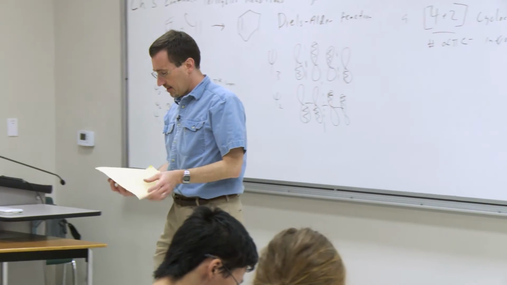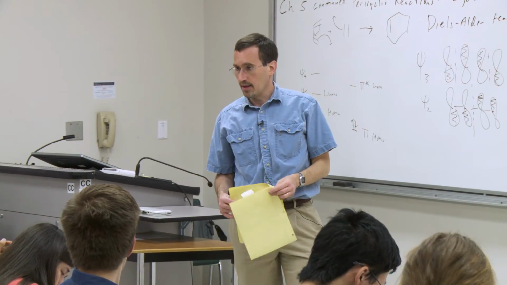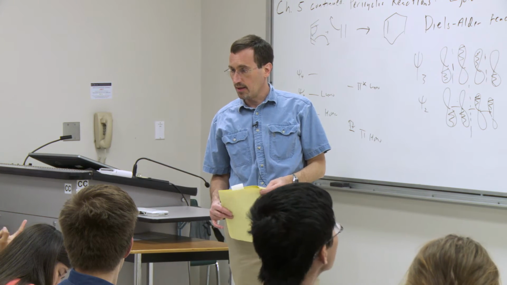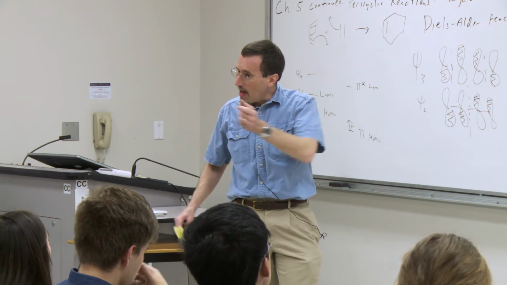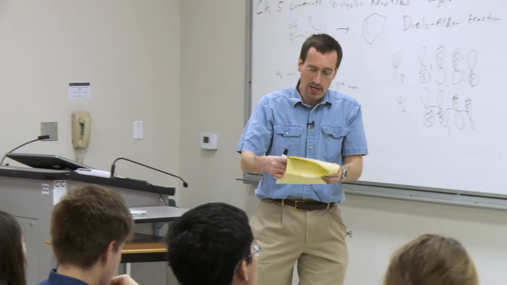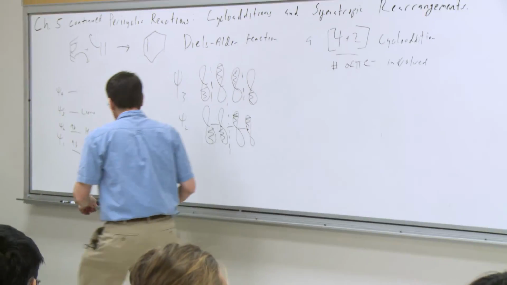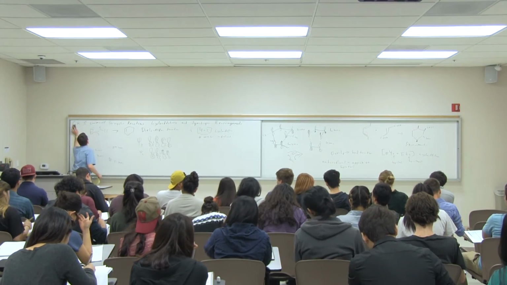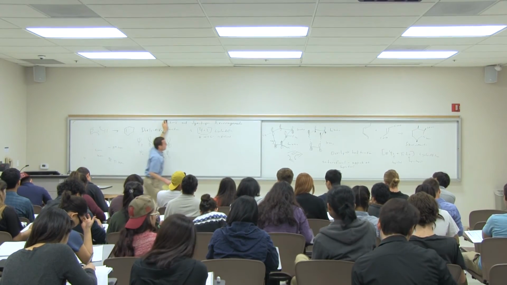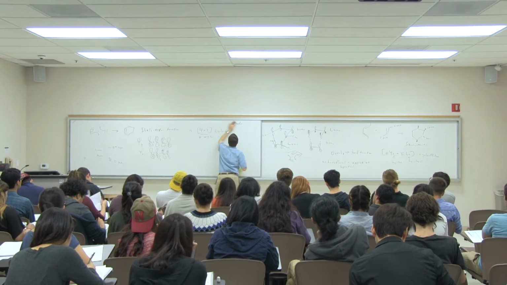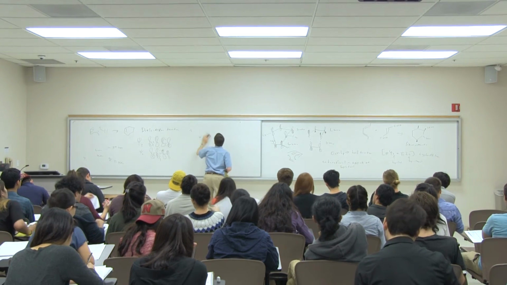Yeah. So this antarafacial has to do with bonding or anti-bonding wise? Not anti-bonding, but opposite side geometry. And that's what I'm going to show you next. All right. So let us take a look now at a 2+2 cycloaddition.